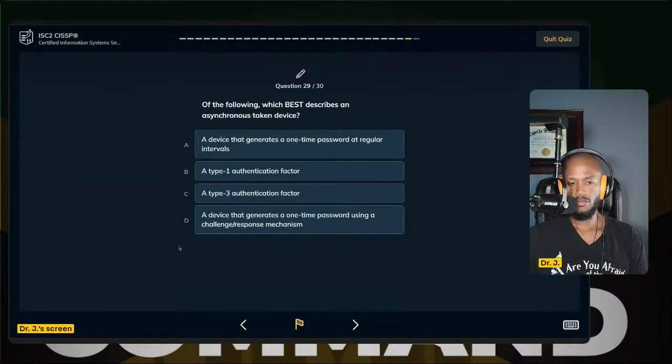All right. So type three authentication is biometrics. A device that generates a one-time password at regular intervals. Yeah. B is something you know. C is binary. So it's left between A and D. If you're using an interval, it has to be connected to some type of syncing device, usually an NTP, network timing protocol server. So that will sync it up. So we're looking at asynchronous. This is dependent on somebody's actions, which makes it non-synchronous, or asynchronous.